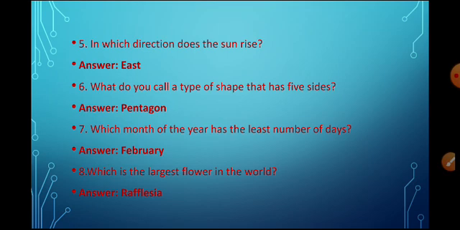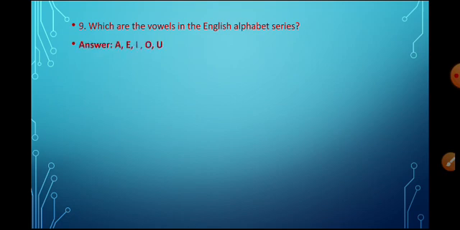Okay, next question. Which are the vowels in the English alphabet series? As I discussed earlier, the number of vowels in the English alphabet, the answer is A, E, I, O, U. As we have already discussed this question.